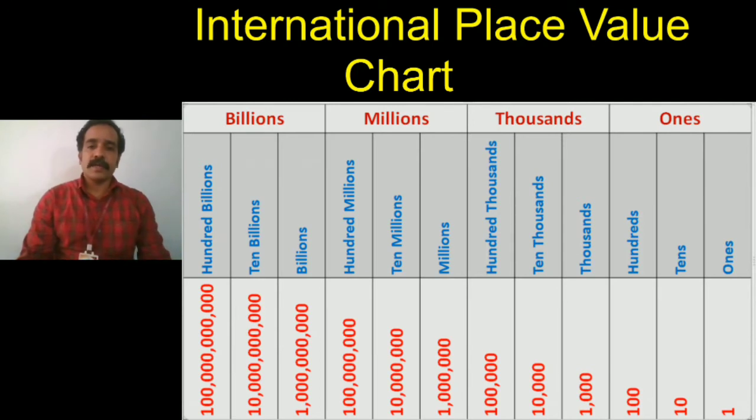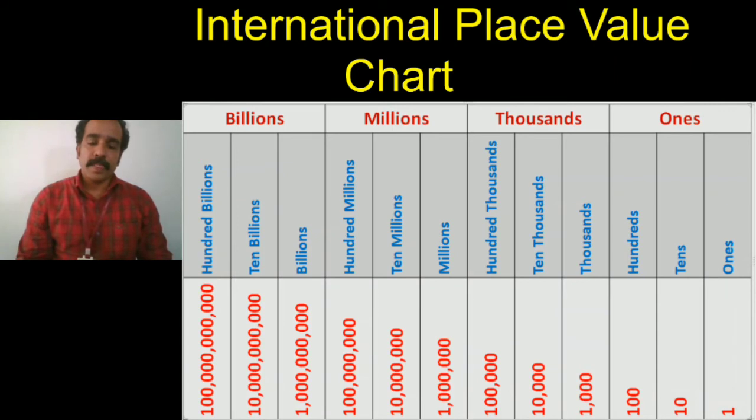Now look at the slide on your screen. It is the picture of an international place value chart. We have already discussed the Indian place value chart. In the Indian place value chart, the first ones group has 3 digits only. All the remaining groups have 2 digits only. And after 10,000 in the Indian place value system, it is lakh, then 10 lakh, crore, 10 crore, like that it goes on.